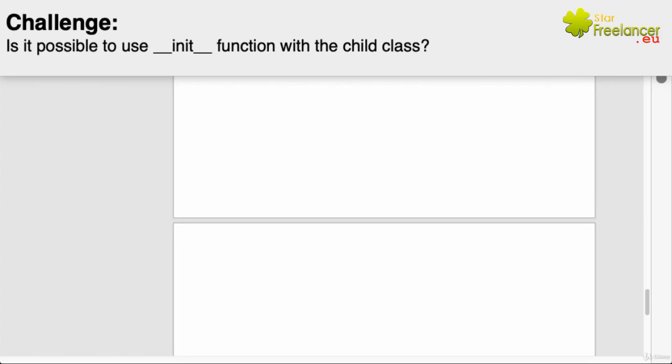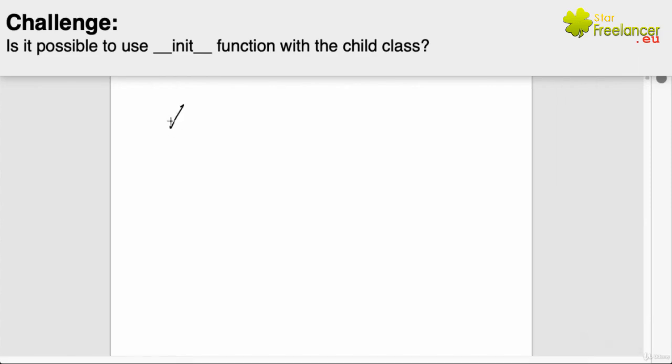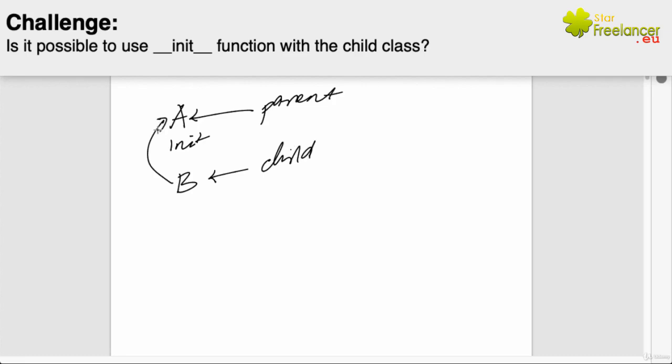Is it possible to use the init function with the child class? What is the question all about? This is class A, the parent. And this parent class already has init. Then you define B as a child. Why do you call B child? You call it child because it inherited what? This guy's property and his method.